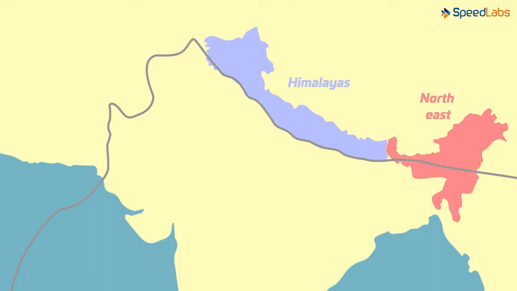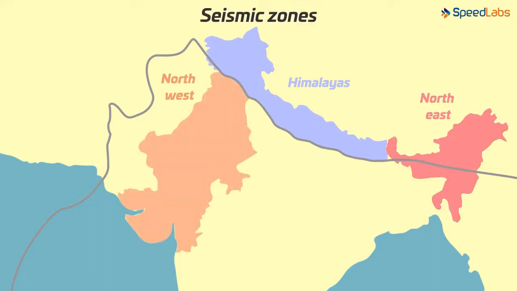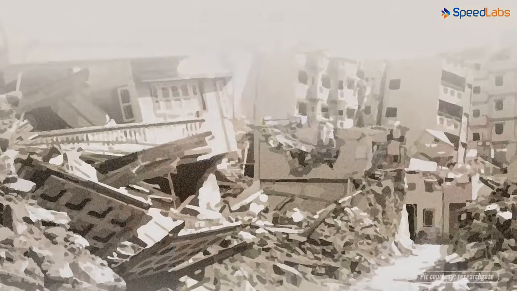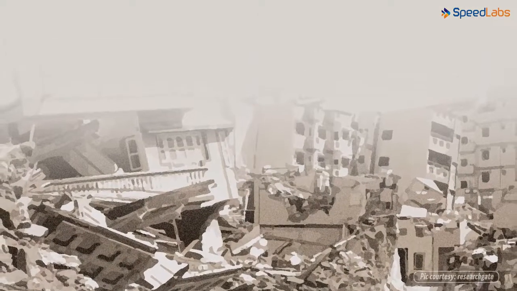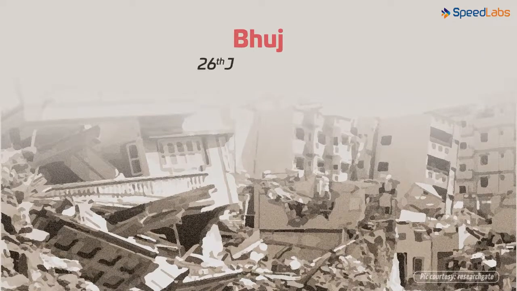Similarly, the northeastern region and even the northwestern regions like Rajasthan and also the Rann of Kutch come under the seismic zones. You can see from the map that these cities or states are either on the boundary or near the boundary of tectonic plates. One of the examples of a severe earthquake that hit one of these regions is in Bhuj on the 26th of January in the year 2001.